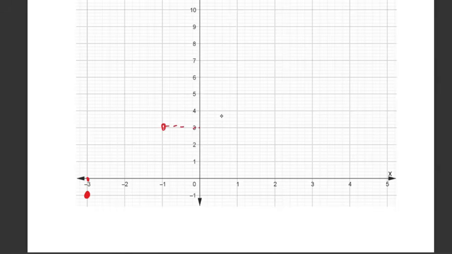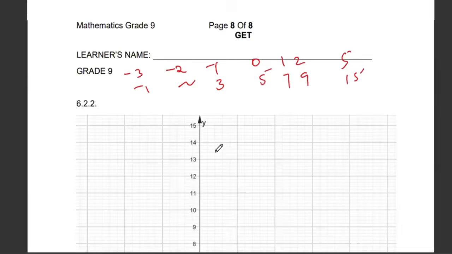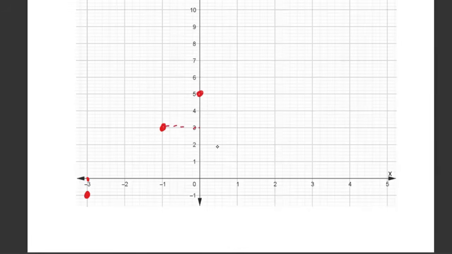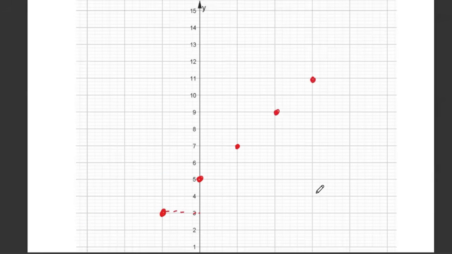Okay, so which is this point? 0, they told us, is with a 5. And then 1 is going with a 7. 1 with a 7. And then 2 with a 9. 3 must go with a 11. 4 must go with a 13. And then 5 with a 15. And then you can connect these points. Okay, using your pencil and your ruler so that you get the graph that the question wanted.